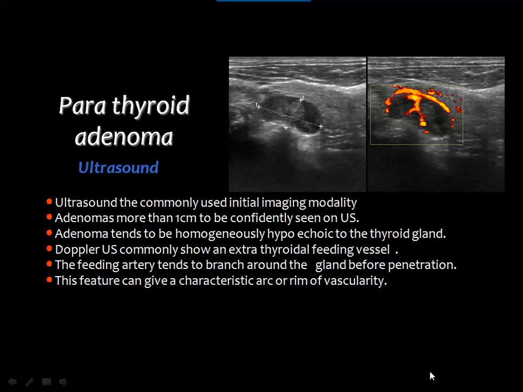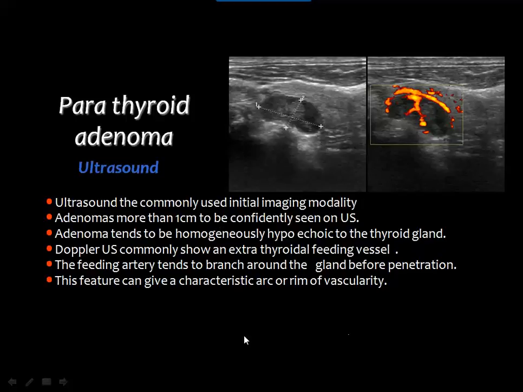and the complications. This is the usual appearance of the parathyroid adenoma by ultrasound, and ultrasound is the initial way for imaging of the neck and to have samples from neck pathologies. Adenomas more than 1 centimeter can be confidently seen by ultrasound.